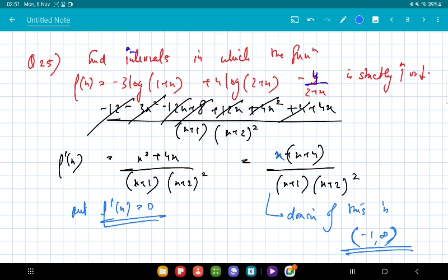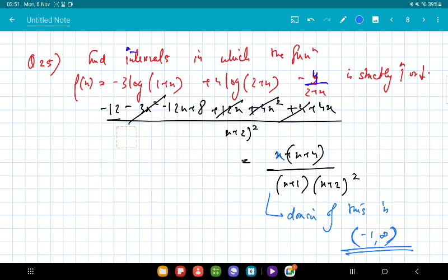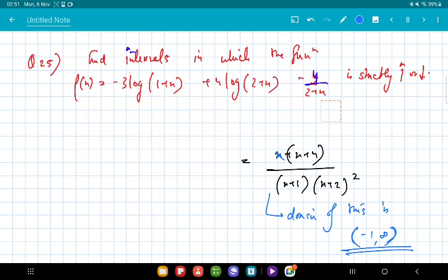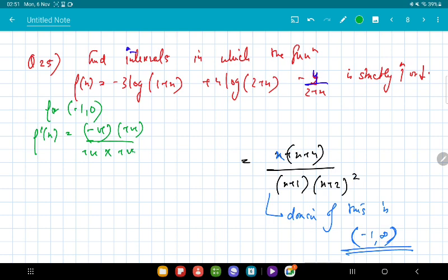Okay, so in the interval minus 1 comma 0, let's check what you will get. For interval minus 1 comma 0, you will get f dash of x as negative, positive, positive, multiplied by positive. So the answer as a whole will be negative. So on minus 1 comma 0, f of x is strictly decreasing.